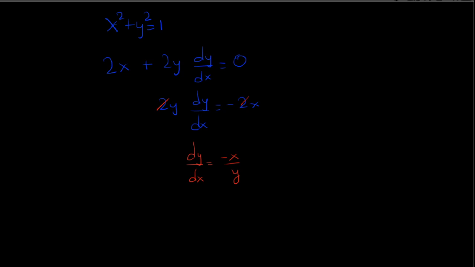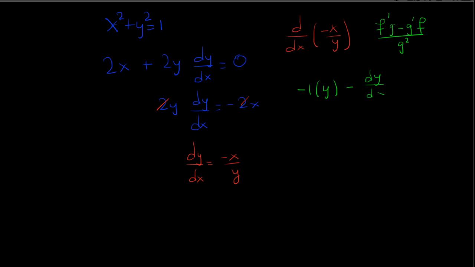Now I want to find the second derivative. So I want to take the derivative of negative x over y with respect to x. Here I have to use the quotient rule. The quotient rule is the derivative of the top times the bottom minus the derivative of the bottom times the top, all over the bottom squared. In this case, the derivative of the top is negative 1, the bottom is y, minus the derivative of the bottom, which is dy over dx, times the top. That's going to be all over the bottom squared.